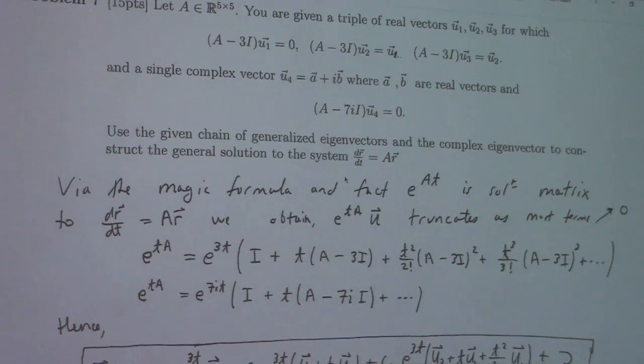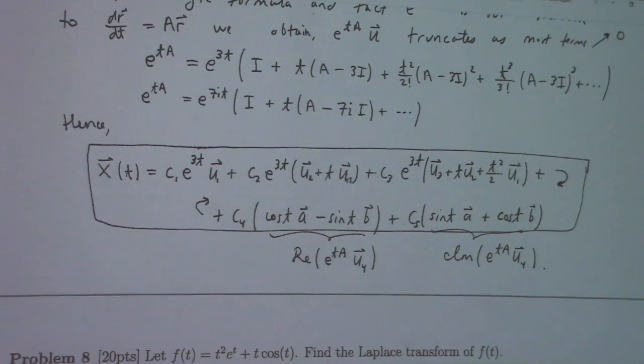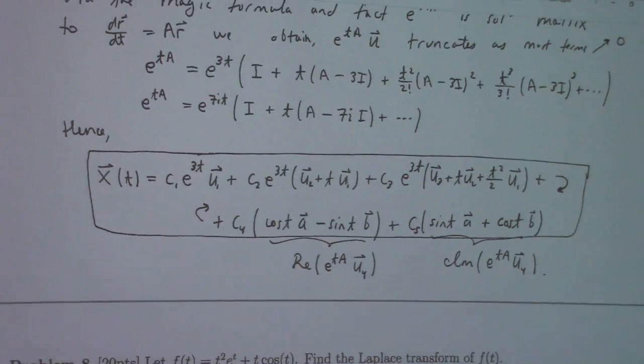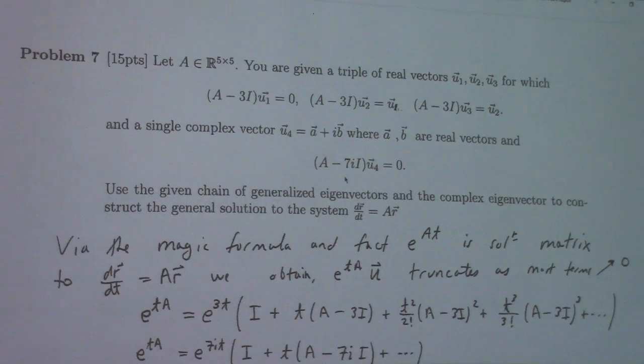And again, it's basically just the matrix, the magic formula applied for either 3 or 7i. And so I get these, and then the real part and the imaginary part of the a plus ib thing. And I think I forgot to scratch out the... I guess I whited out the A4. I had a 4 somewhere in here. I fixed it, I guess.